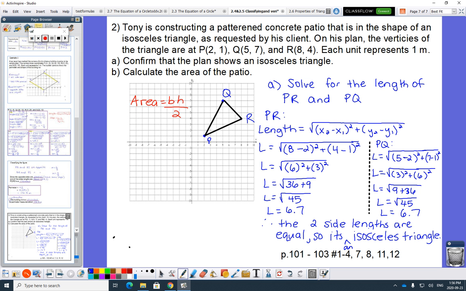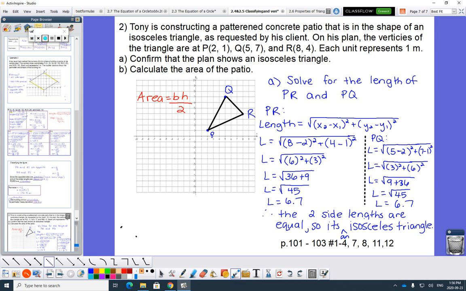So if these two side lengths are equal, and we're going to draw in a height, well, you'll have to remember this from grade 9. If you draw a height in for an isosceles triangle, it's going to hit exactly halfway in the base. And we just learned today, what's the point that's halfway? What do we call it? Midpoint.